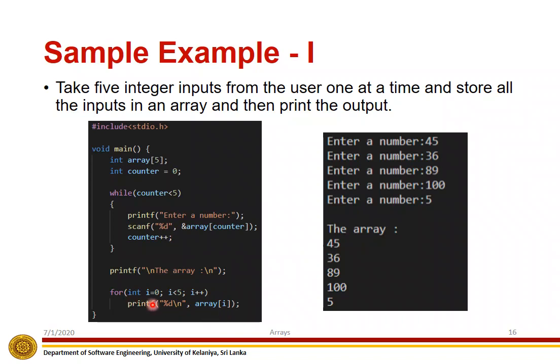So here, first i is equal to 0. 0 is less than 5. It will print the 0th position value. First we gave 45, so it will print 45 because the 0th position is 45. Then it will be updated by 1. Then in the first position it will print 36, because secondly we gave 36. Like that, 89, 105. You can print the array using the for loop.